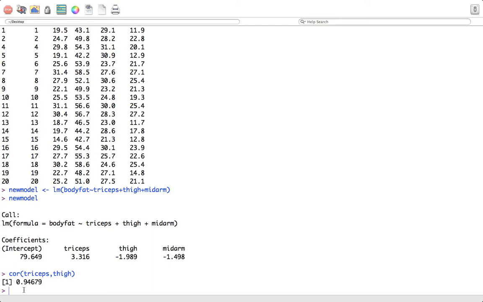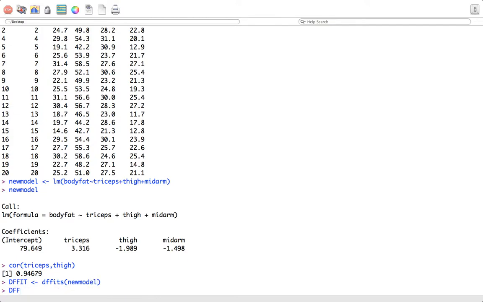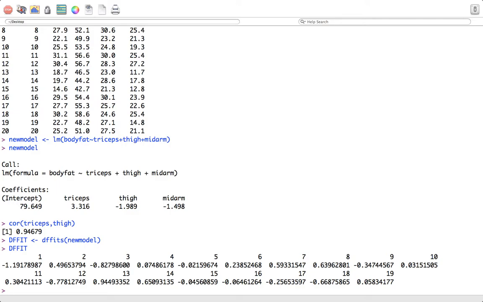The very first thing I'd like to do is look at the DF fits. Now you're probably sitting there thinking, oh my gosh, we have to go through all those calculations, don't we? No, you don't. Turns out in R there is a command, DFFITS. I ran the new model, and DFFITS will give me all of my values.